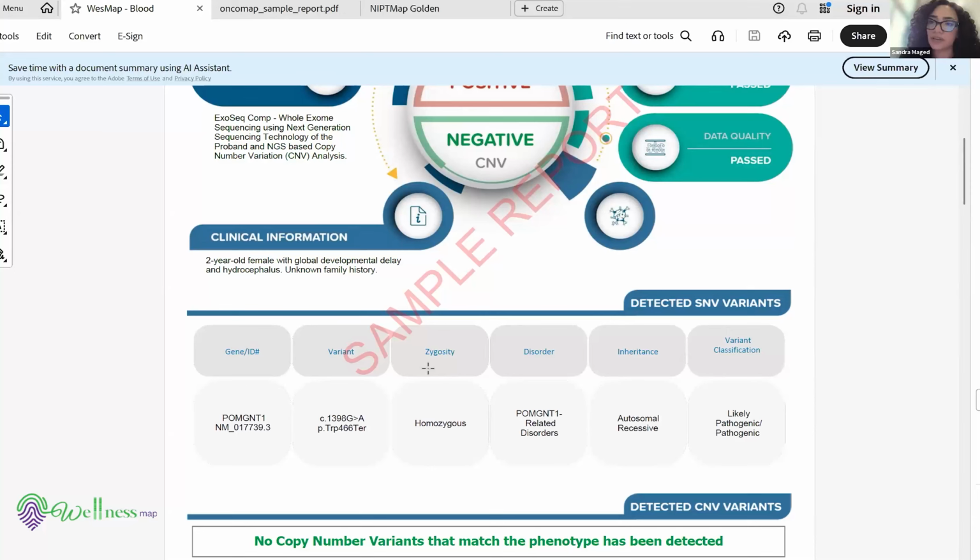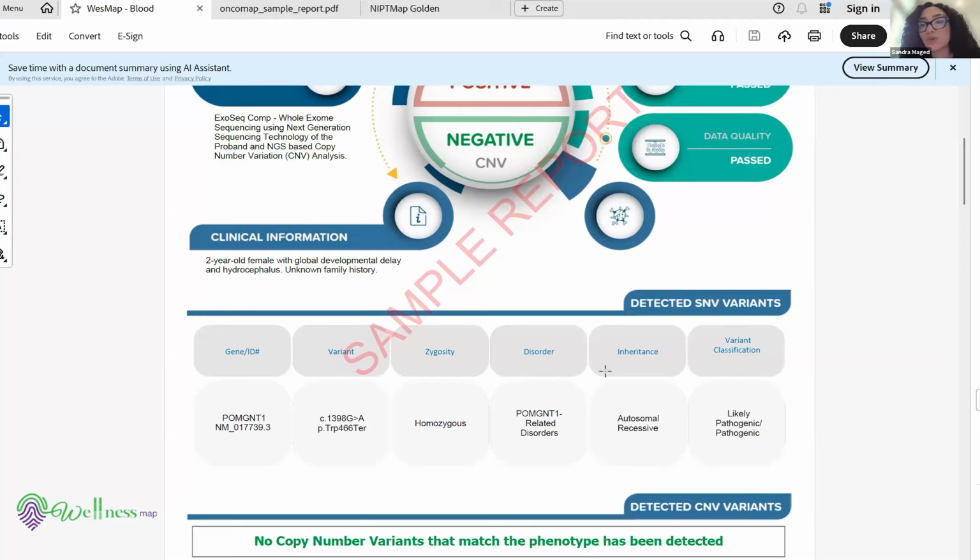And by homozygous, we mean that the baby or the patient has inherited it from both their parents, meaning that both his or her parents are a carrier of that specific gene. And then we see the name of the disorder. Okay, and then we see the inheritance, and in inheritance we can see multiple different results. For example, here we see autosomal recessive.